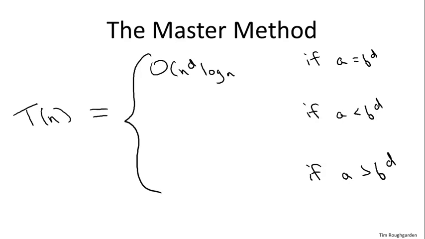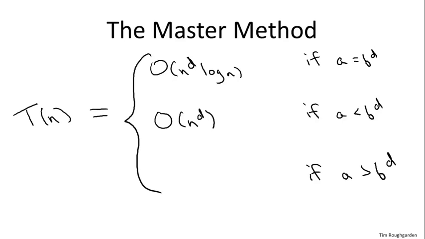And again, this is d, the same d that was in the final term of the recurrence, the work done outside of the recursive calls. So in the first case, the running time is the same as the running time in the recurrence outside of the recursive calls, but we pick up an extra log n factor. In the second case, where a is smaller than b to the d, the running time is merely big O of n to the d.